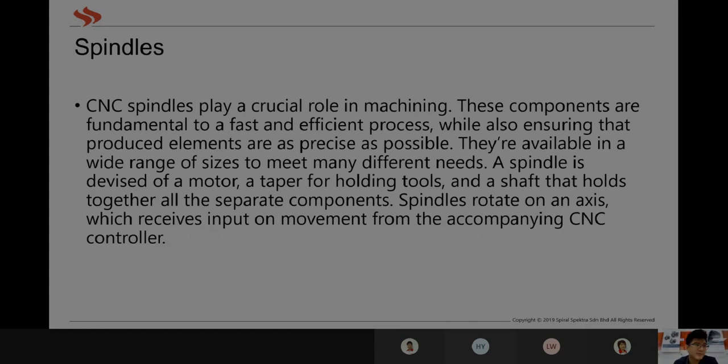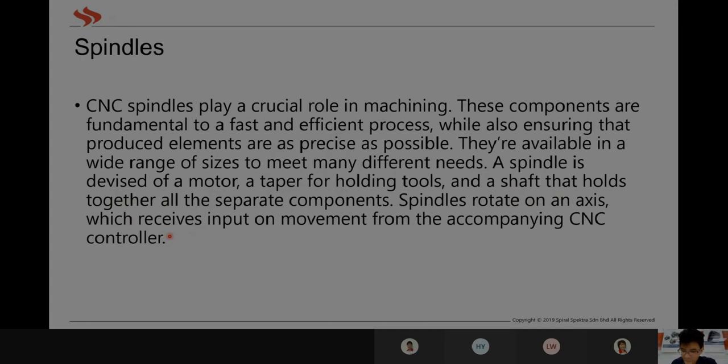Now spindles, in case you do not know, I think I have something here to show you. Here's my spindle on screen. The CNC spindle plays a crucial role in machining. These components are fundamental to a fast and efficient process, while ensuring that the produced elements are as precise as possible. They are available in a wide range of sizes to meet many different needs. A spindle is a device made of a motor, a taper for holding tools, and a shaft that holds together all the separate components. The spindle rotates on an axis, which receives input for movement from the accompanying CNC controller.